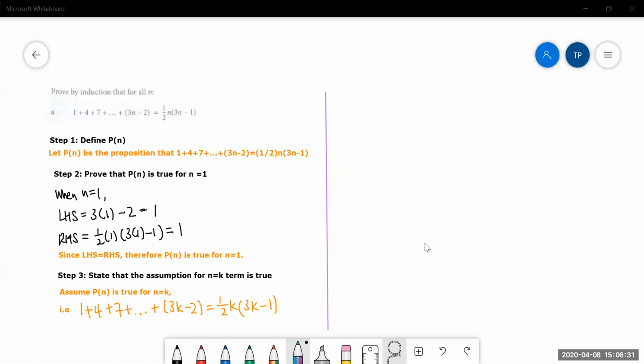Step 4. What is step 4? Oh wait, we don't have to show. Yeah, you don't have to prove. You're supposed to assume that it is true. Okay, so then step 4 will be prove that Pk plus 1.